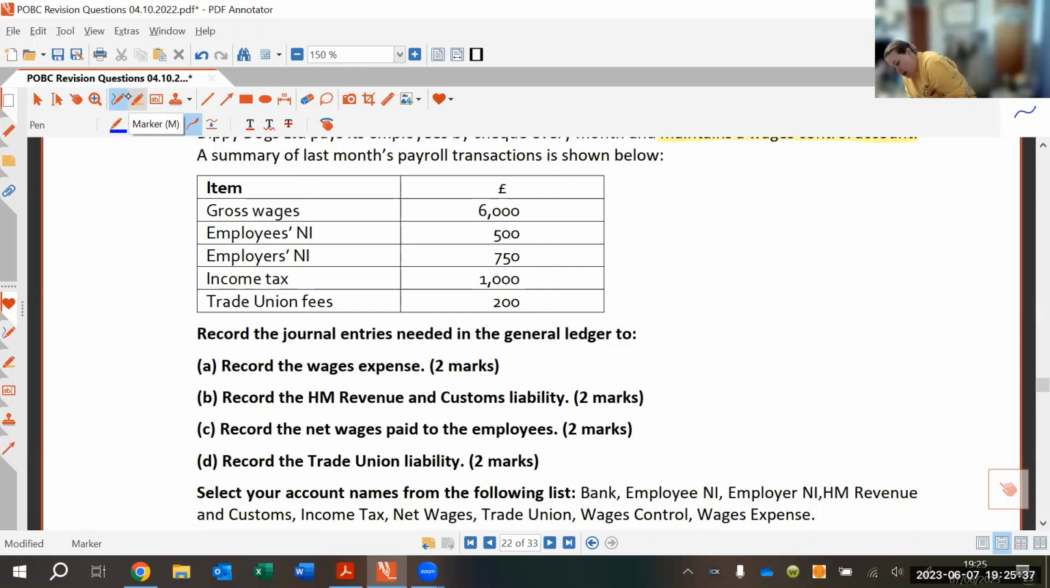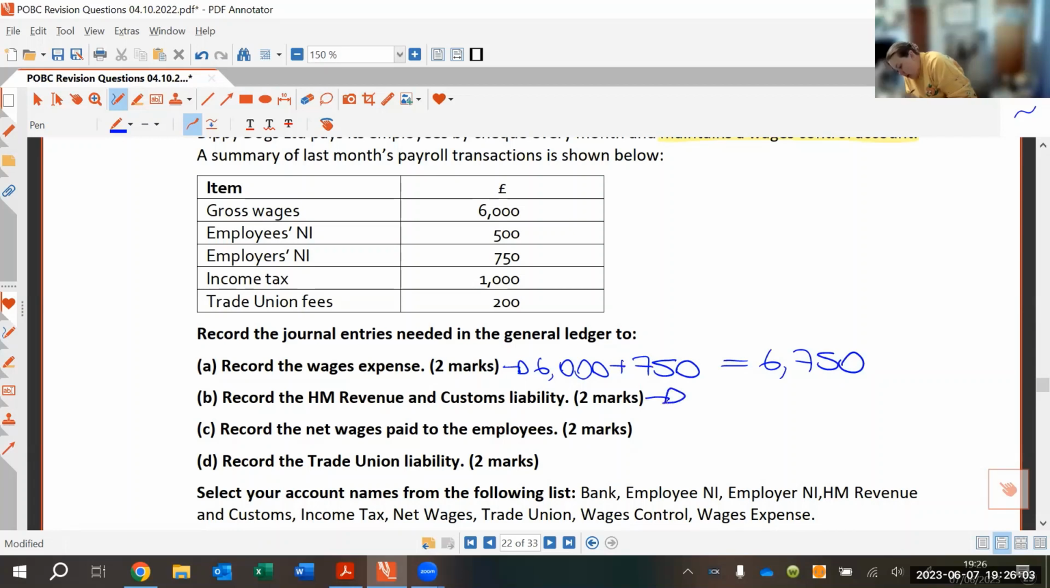Yeah, so we need that gross wages, the £6,000. And then anything with the word employer. In this case, that's employer's NI only, there's no pension. So we can just add those together. So we know that the amount that it's cost the business to employ staff is 6,750.